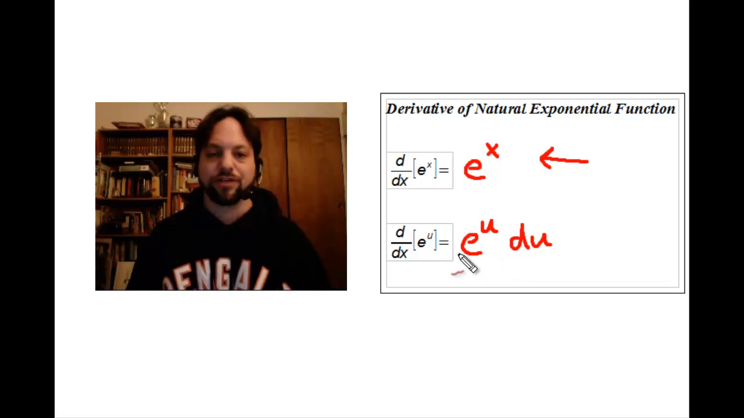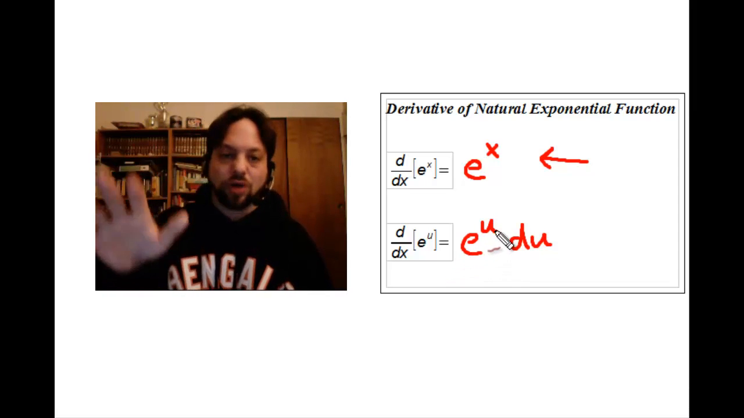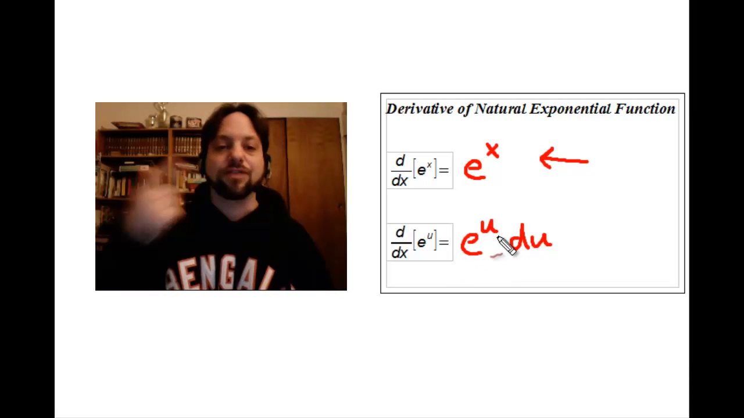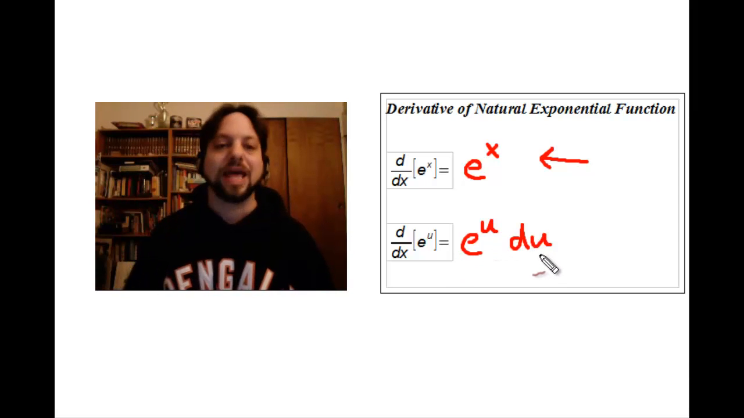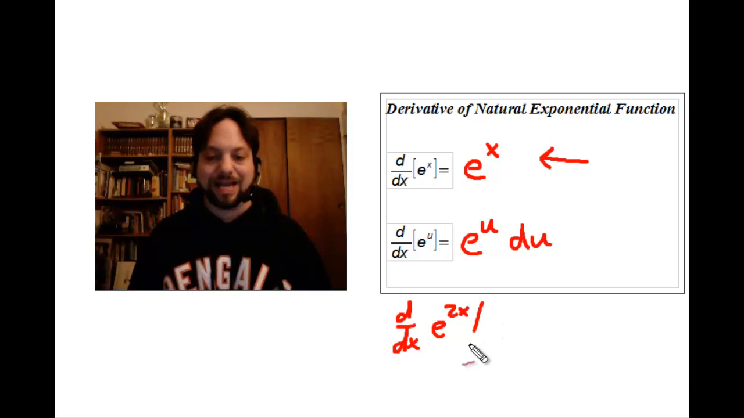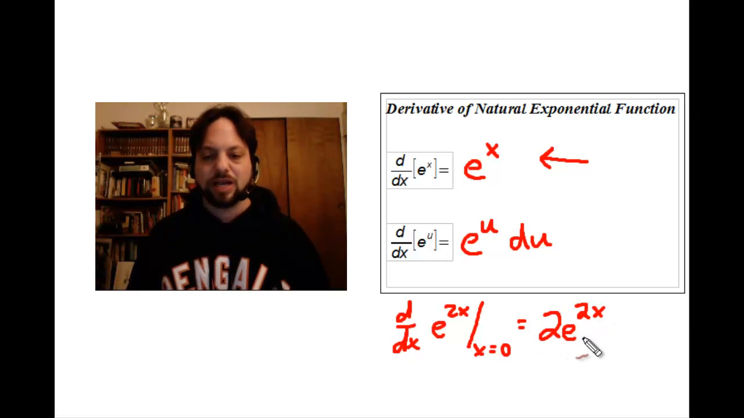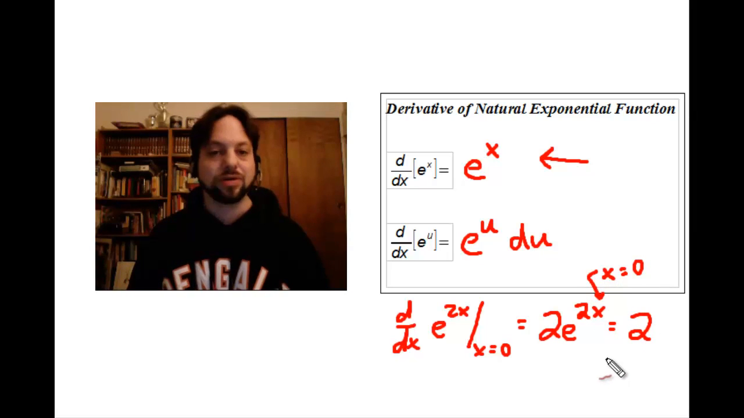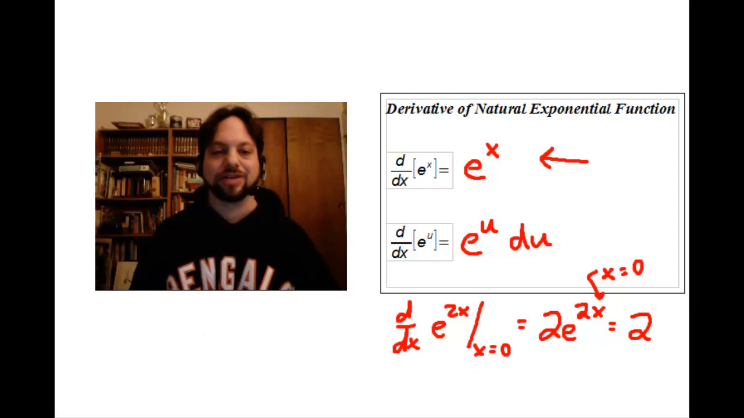That's the chain rule, in effect. We're doing e to the u, so all that is staying the same, but then we have to differentiate that exponent, and there's our chain rule. So that's why when we did the derivative of e to the 2x, at x equals 0, of course, what we ended up with was 2e to the 2x. And if you plug in 0 for x right here, take a look at what you will get. You'll get 2, which is exactly what we found out in example A.